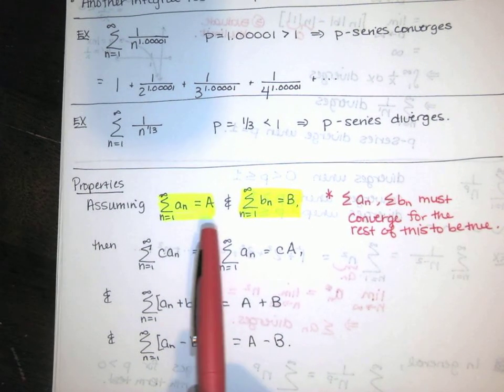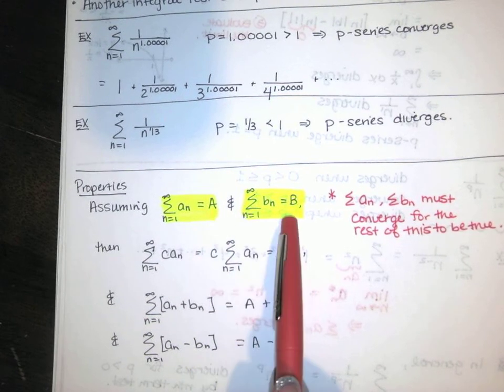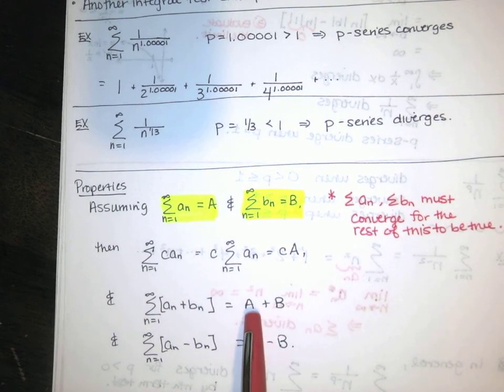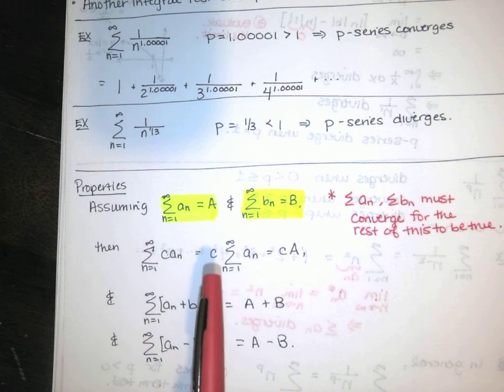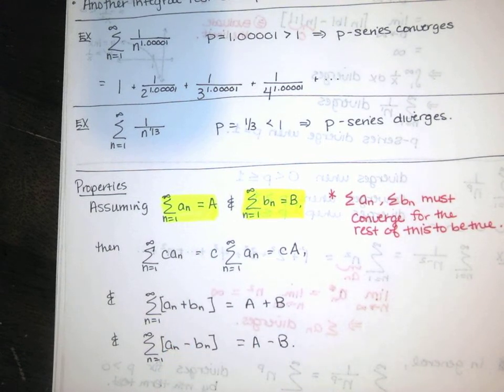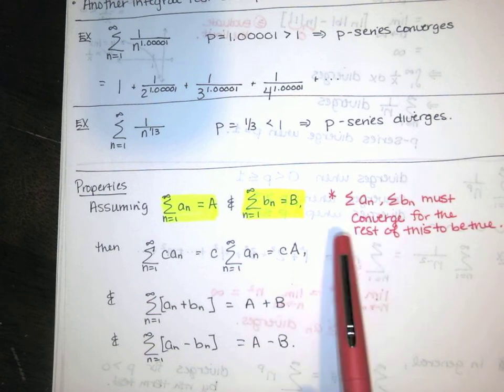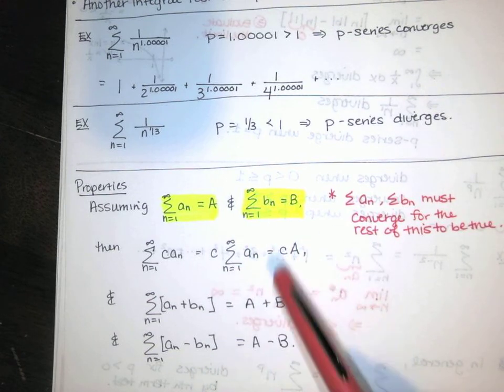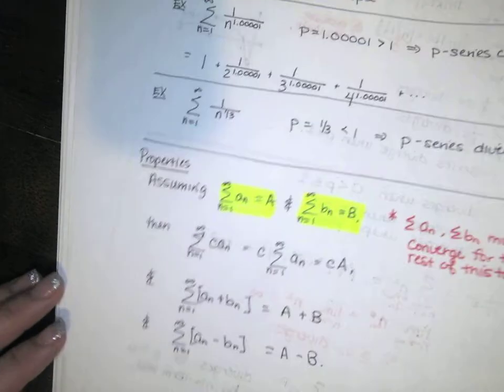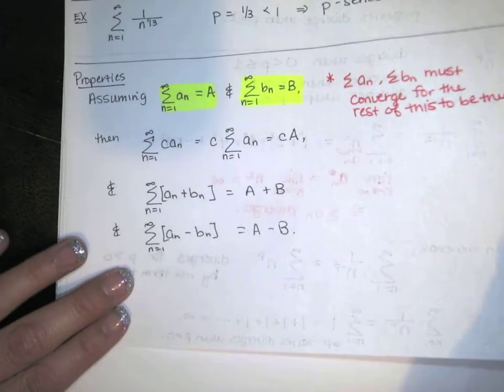But if both of these diverge, the sum may converge or it may diverge. If both of these diverge, the difference may converge or it may diverge. So there are no guarantees unless they both converge. If they both converge, these properties hold. Okay, keeping that in mind, let's look at some problems involving p-series.